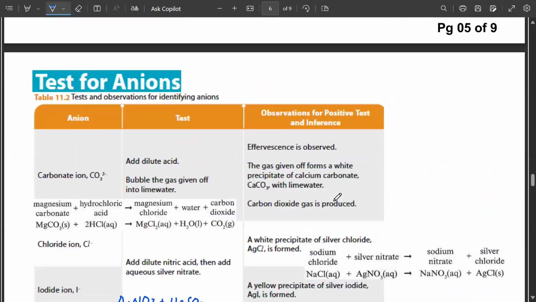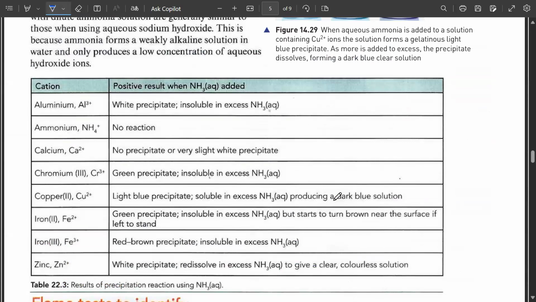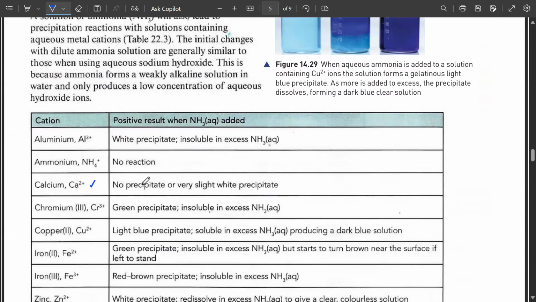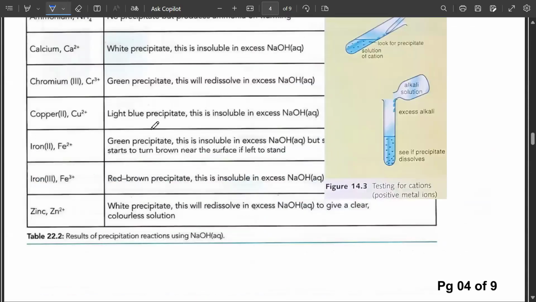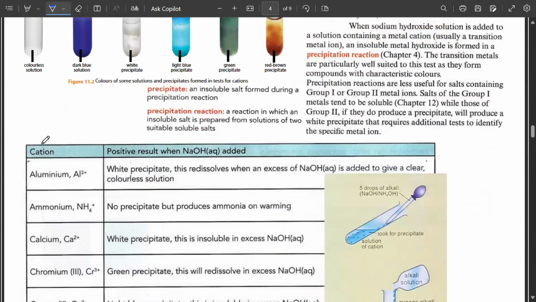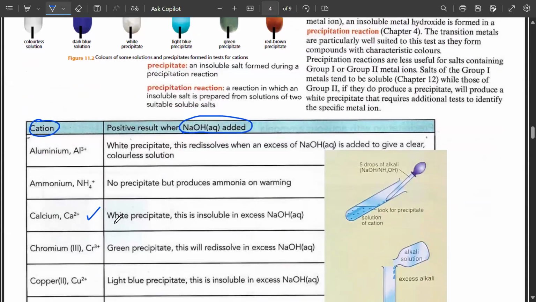How do we know which metal was there? For this purpose, we have to go to this table. So if we check for calcium, it says reaction with, yeah, over here. This table indicates identifying the cations by reacting with the sodium hydroxide solution. So in this row, calcium ion, the white precipitate was formed. This is insoluble in excess NaOH.